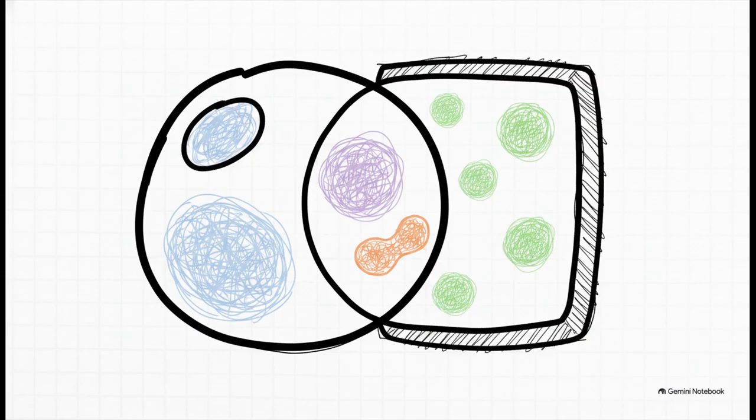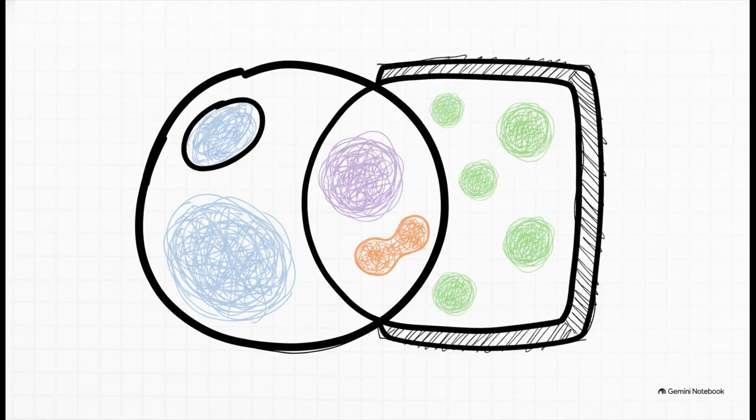Plant and animal cells share a massive core set of machinery just to stay alive. The nucleus, the mitochondria, the membrane, that is our shared biological heritage, the stuff we all have in common. But they differ wildly on the edges, based entirely on how they live and survive out there in the wild.